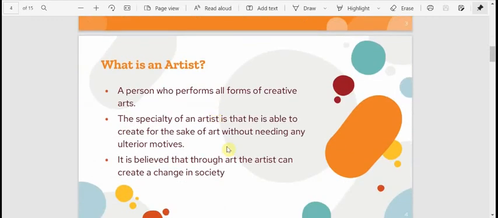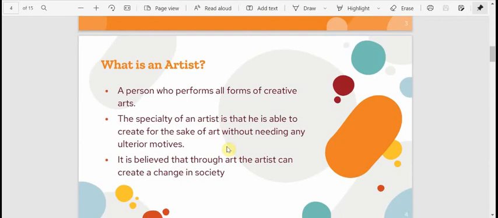So what is an artist? When we say artist, it is a person who performs all forms of creative arts. The specialty of an artist is that he is able to create for the sake of art itself without needing any ulterior motives, and it is believed that through art, the artist can create a change in the society. So basically, artists are those who dedicate only to the creative side. People who create art that are visually pleasing. They work only for the enjoyment and appreciation, no functional value.